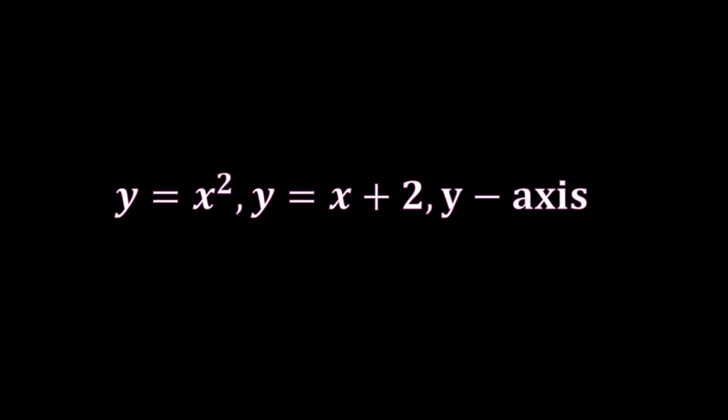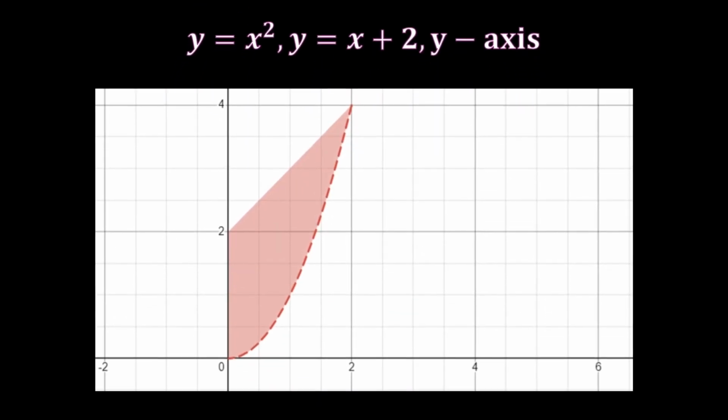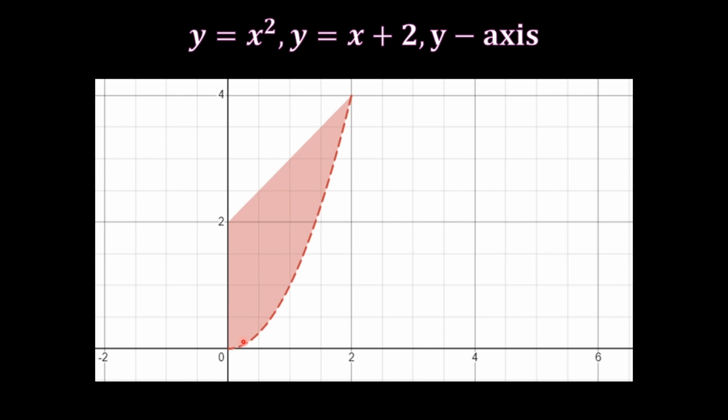Now we're going to be trying something different. Let's say you were given this bound, and you were supposed to find the volume of it. y is equal to x squared, y is equal to x plus 2, and the y-axis. Now, you could notice that there are two functions here. One exponential function and one linear function that looks something like this. I actually already made the graph. This is what the graph looks like.